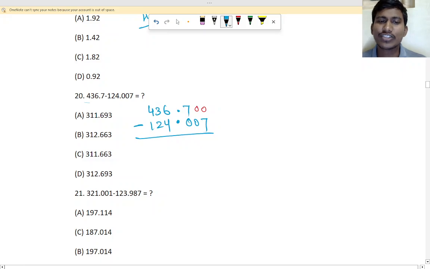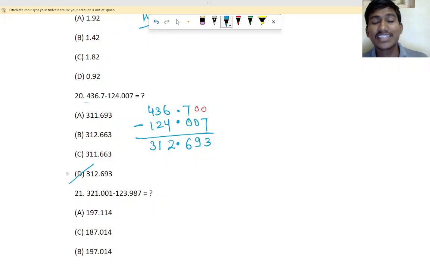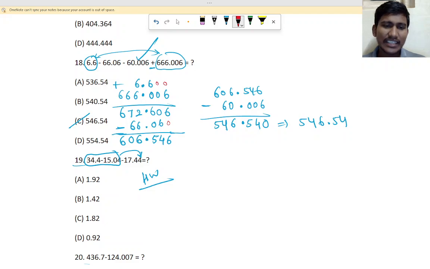So now subtract. 0 minus 7 is 3, here 9. Now here 6, point. 6 minus 4 is 2, then 1, 3, 3. So what is the answer? 312. Then 693. We should not read it as 693, we have to read digits one by one. 312.693. Understand? 21 is also done. Now the 19th one we will do.